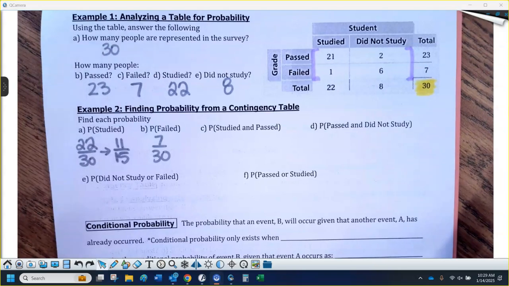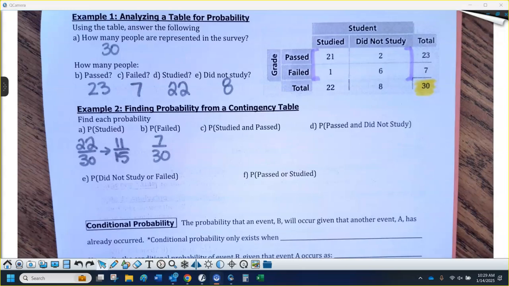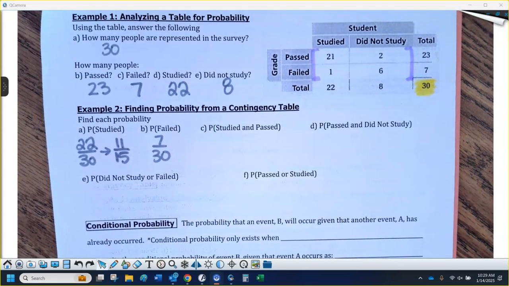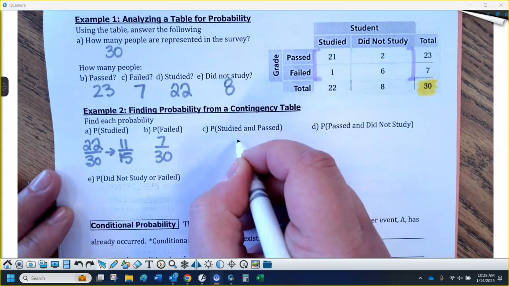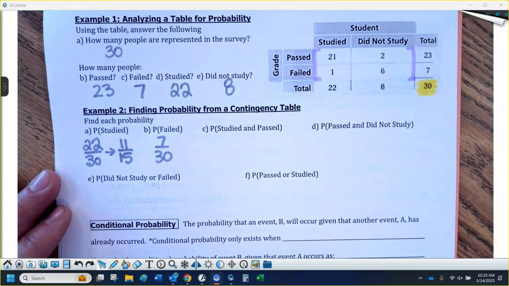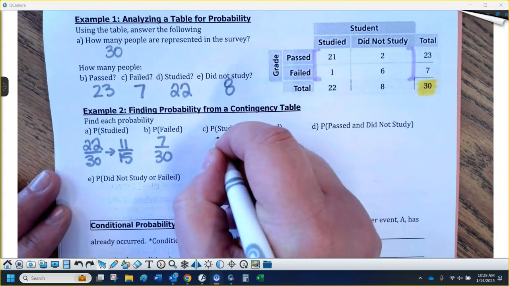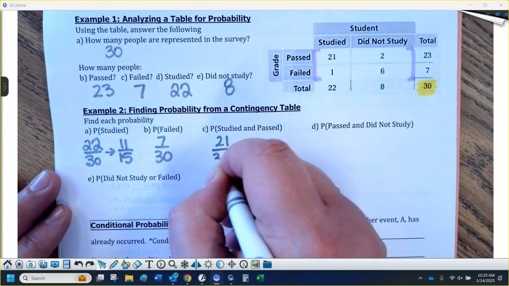Okay, now, this is kind of interesting. So this says the probability I pick a student, and it's got 2 requirements. It says they studied and they passed. How would I figure that out? The people that studied and passed. Brody, what do you think? 21. Exactly. Or 21 out of how many? You picked the right number on the top. Yes, that's all it is. Okay, so it's 21 out of the whole group.